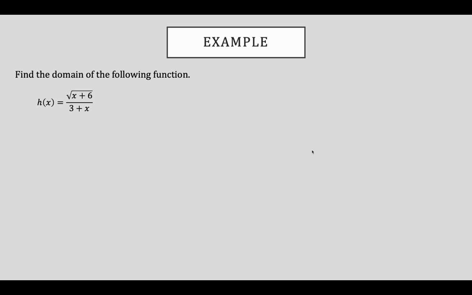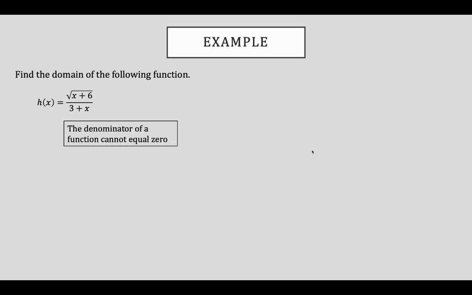And one last one here. Find the domain of the following function. H of x is equal to the square root of x plus 6 divided by the quantity 3 plus x. Well, in this case, we've got a square root, and we also have a fraction where the denominator could potentially be 0. So let's start off with our first rule.